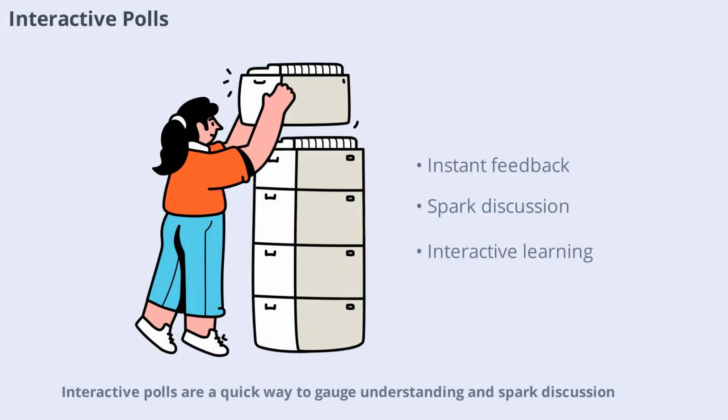Interactive polls are a quick way to gauge understanding and spark discussion. By asking questions and seeing instant results, students can compare their thoughts with others and reflect on their learning. Polls are easy to use and can make lessons more interactive and fun.